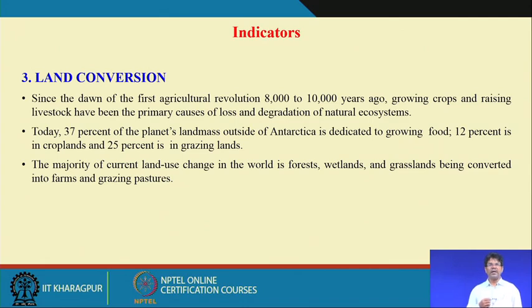The majority of current land use change in the world is forest, wetland and grassland being converted into farms and grazing pastures. In that way, land conversion or deforestation also contributes to climate change. How can we check deforestation and maintain the natural ecosystems?